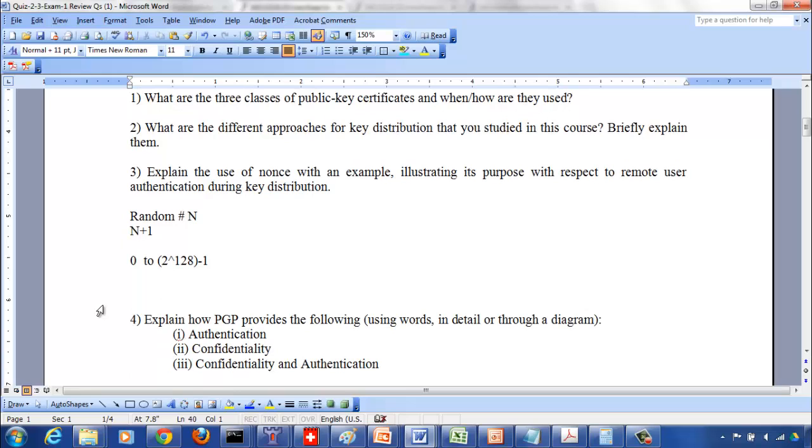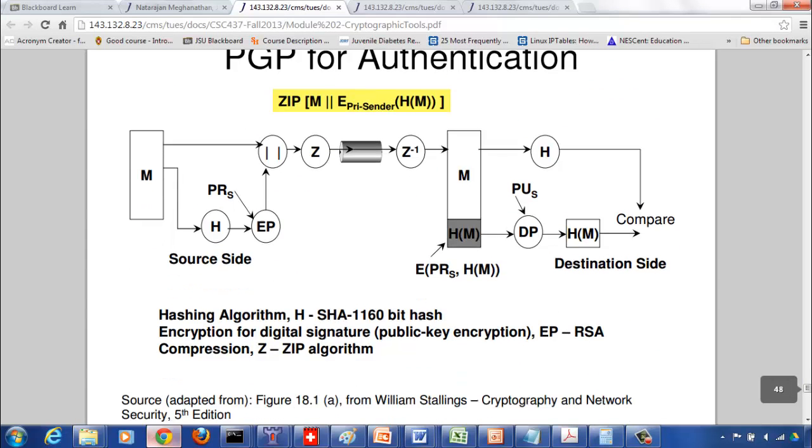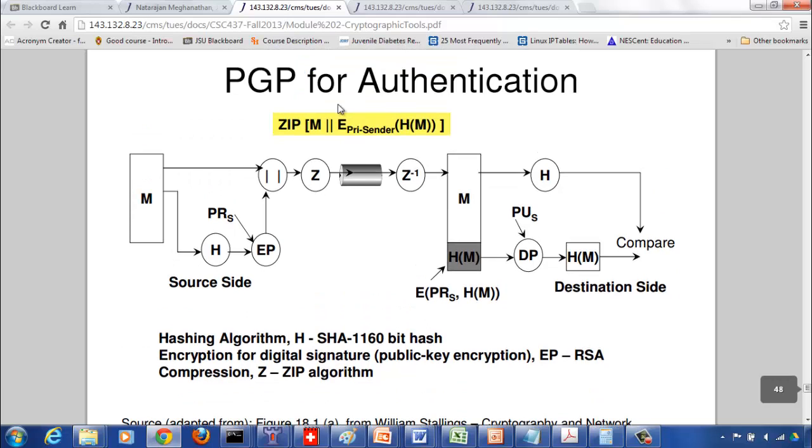Now, how does PGP provide authentication and confidentiality, and both together, so individually. To provide just authentication, meaning we want to make sure it comes from the right sender, you have the message, and then the hash value of the message encrypted with the private key of the sender, and you put these two things together and compress it. When you send it, the receiver has to decrypt this with the public key of the sender and compute the hash value of the message from this side and compare the two hash values.